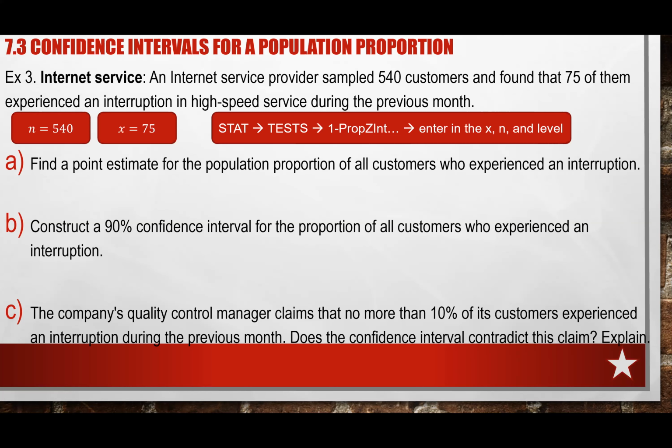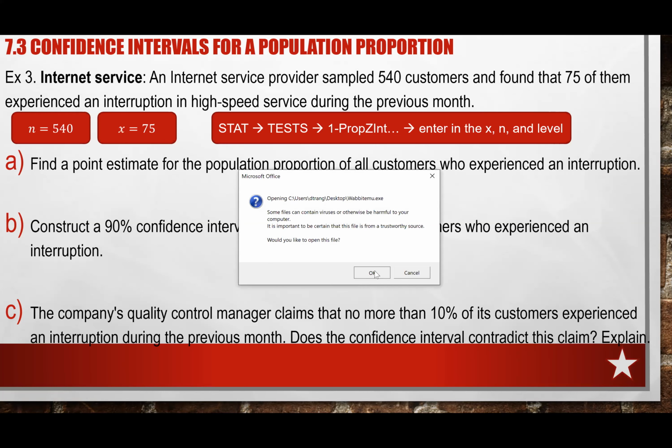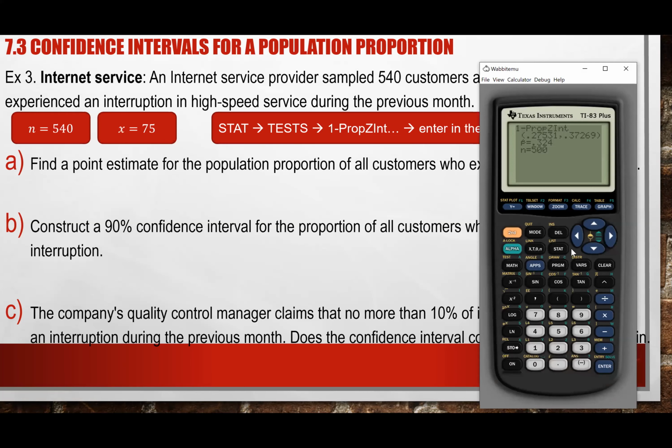In this problem, to locate this feature once again, you hit stat, you scroll over to test and you scroll down to the one proportional Z, one prop Z. And again, one prop Z asks you for the X, for my problem, 75. They ask us for the N, 540. And they ask us for the confidence interval, in this case 90%.